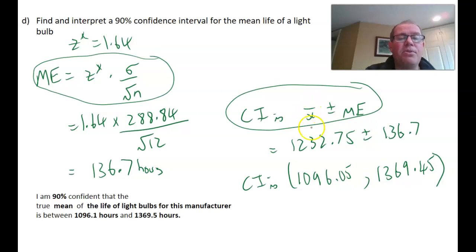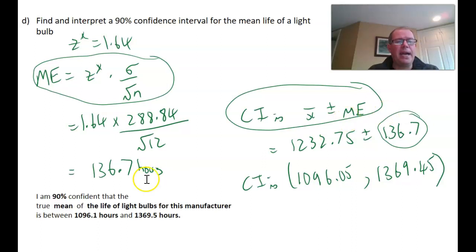So I've got my sample mean of 1232.75 plus or minus my margin of error here, which we worked out, giving me a confidence interval roughly from 1,096 to 1,369. So I'm 90% confident that the true mean of the life of the light bulbs for this manufacturer is between 1,096.1 hours and 1,369.5 hours.